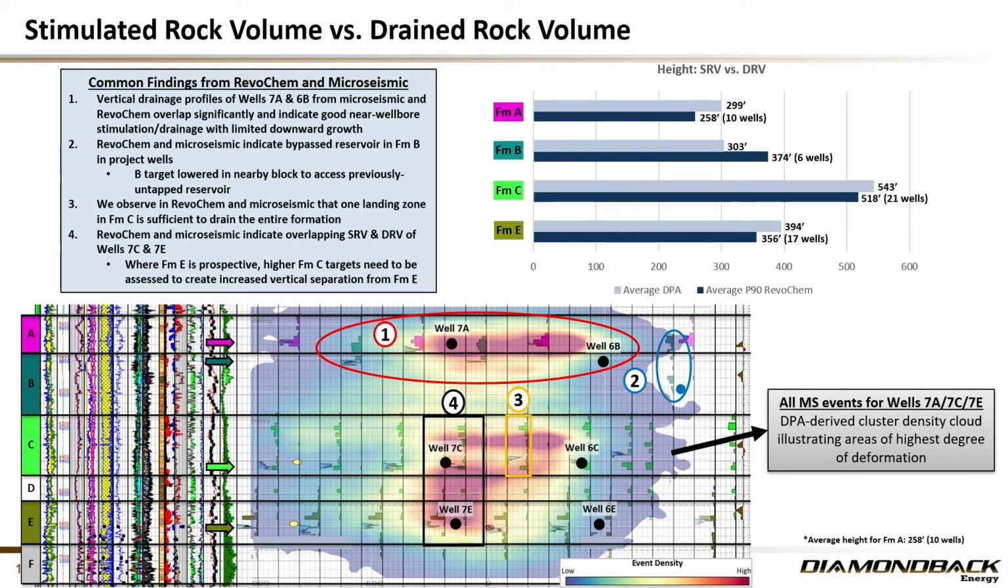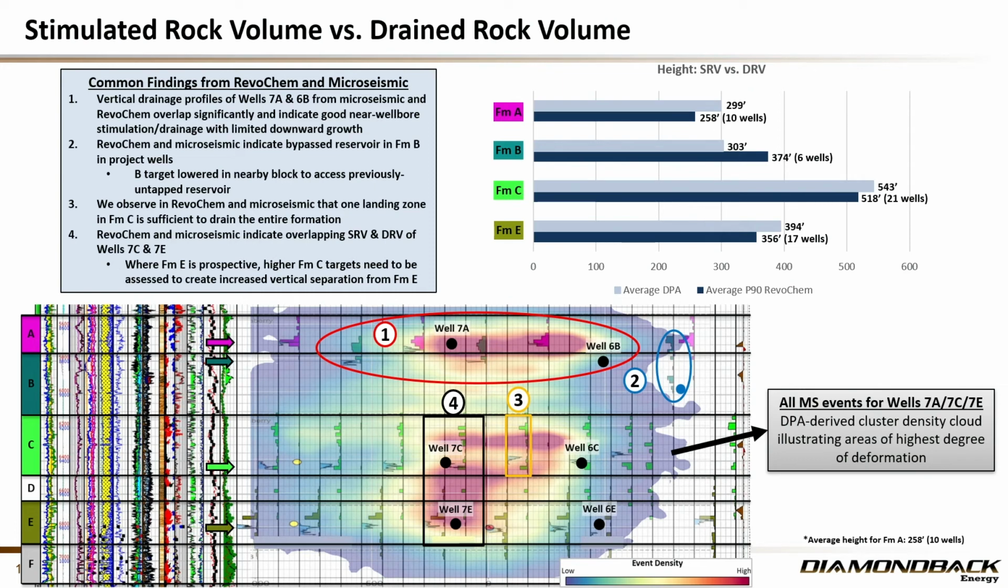First, the vertical drainage profiles of targets A and B from microseismic and RevoChem indicate significant overlap. They also indicate good near wellbore stimulation and drainage with limited downward growth, which brings us to point 2. We have some bypassed reservoir there in formation B. So in a nearby block, we actually lowered our target in the B. We were able to access that previously untapped reservoir.